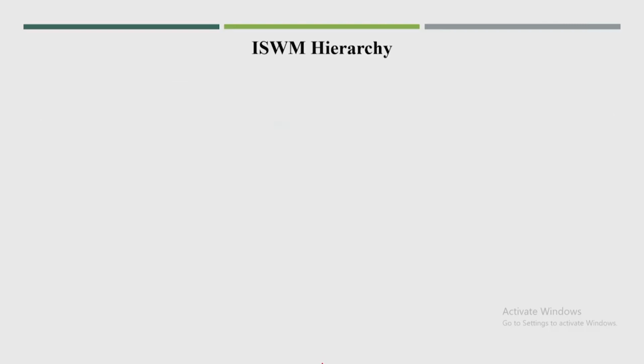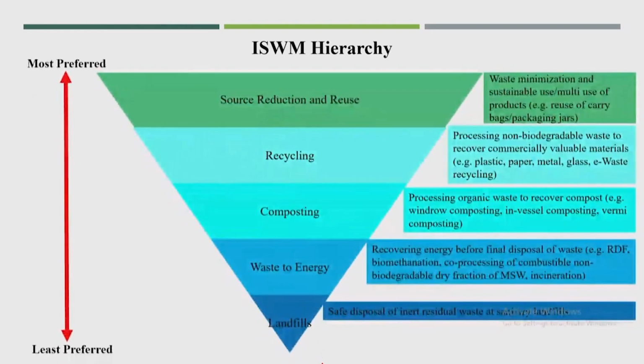Now, when you talk about the hierarchy of integrated solid waste management, what should the hierarchy be? This is from the most preferred to the least preferred hierarchy of an integrated solid waste management plan. Here we first start from source reduction and reuse. Okay, this is the most preferred point, followed by recycling.